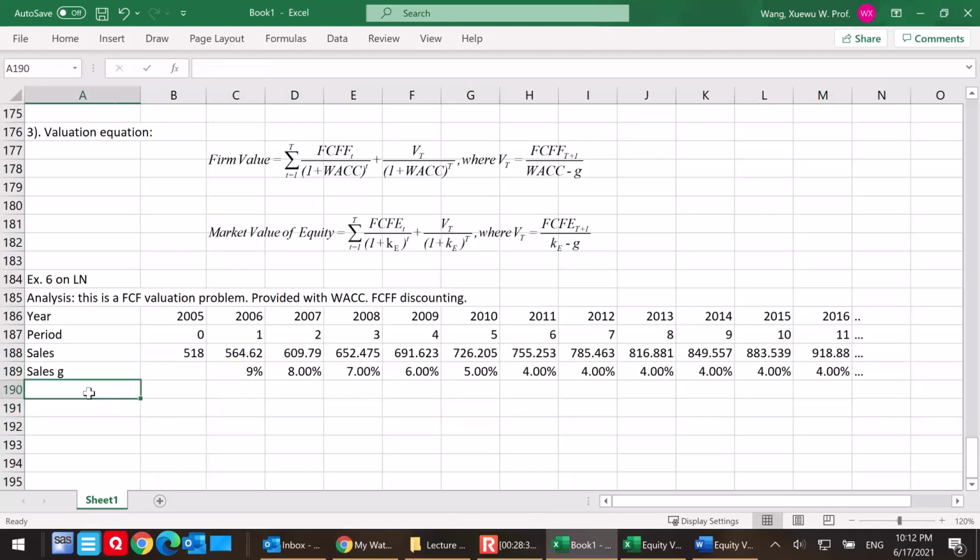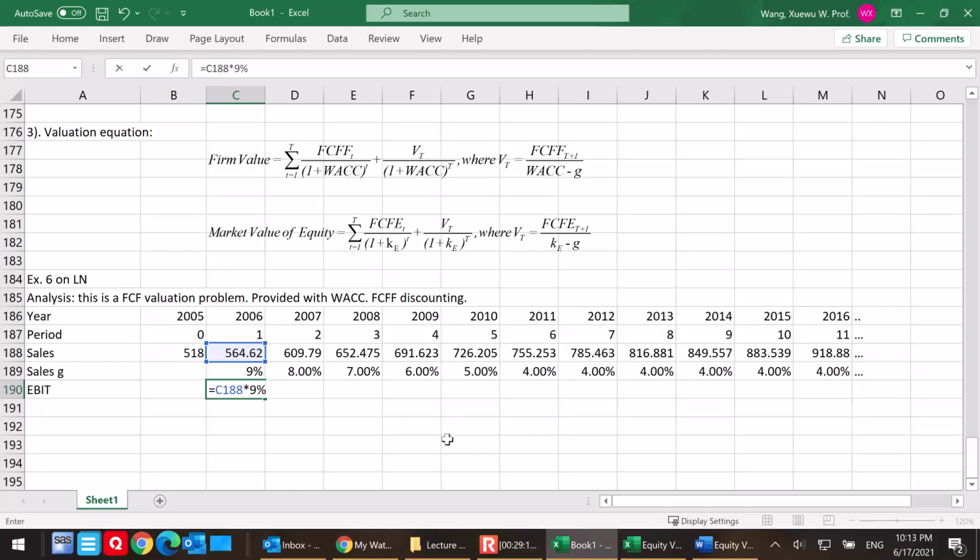Now we're looking at the next thing, which is EBIT. According to the question, EBIT is 9% of sales. So let's look at the sales for 2006. Some of you may wonder, why don't you look at 2005? Well, remember, we're discounting the cash flows and we're still looking forward. What happened in 2005 affected the stock price in 2004. So in 2005, I'm looking at 2006 and onwards.